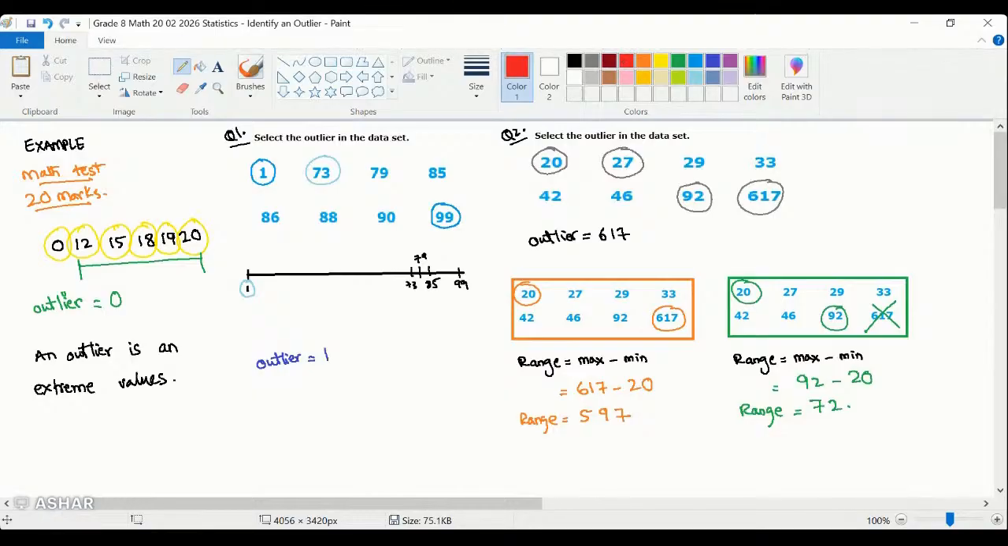We can write this as: an outlier affects the range and mean. Okay, if you have only 4 options, mean, median, mode, and range, so the range and the mean will be affected by the outlier.